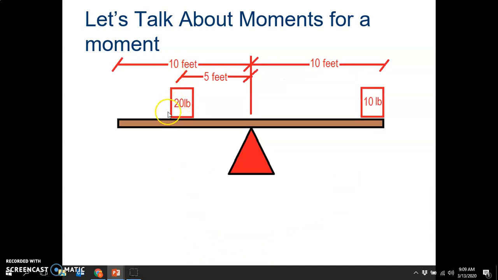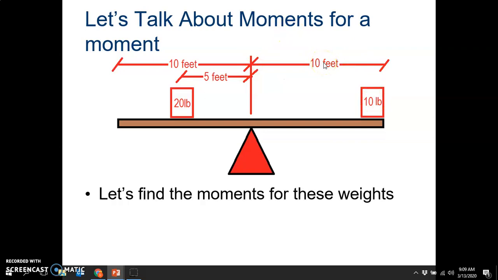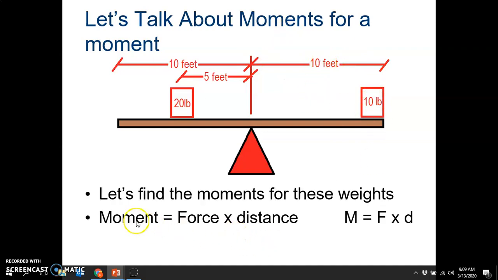So if I put this 20-pound one right in the middle, only 5 feet away, that would apply the same moment as a 10-pound one 10 feet away. How do I know that? Well, moment is equal to force times distance. Force times distance. So I have the force, which is the weight. Remember, force is measured in pounds, times the distance from the rotational point. So 20 times 5 is equal to 100 foot-pounds.